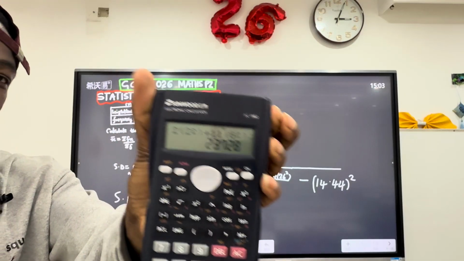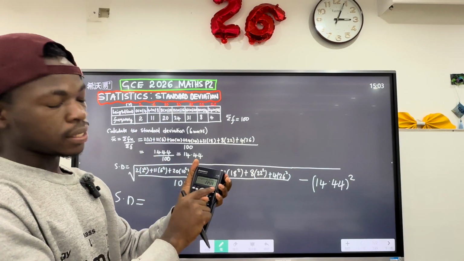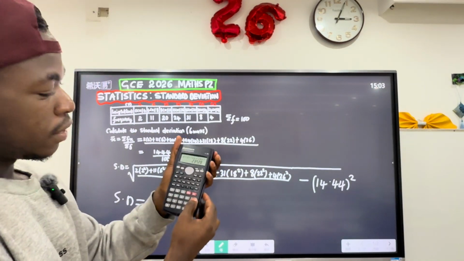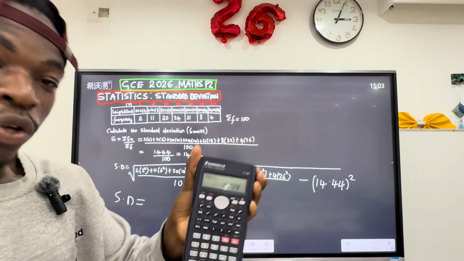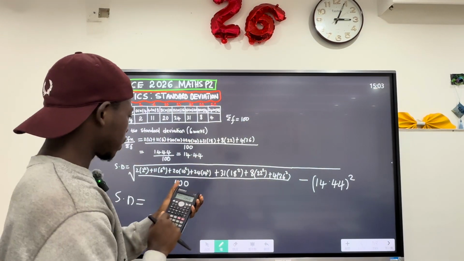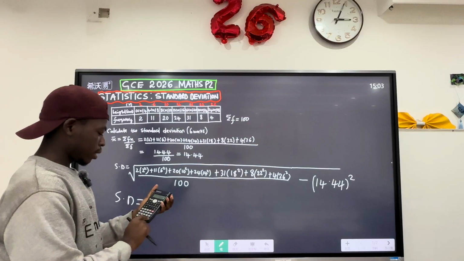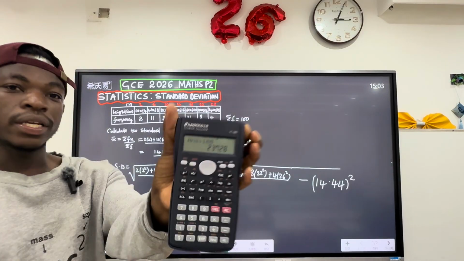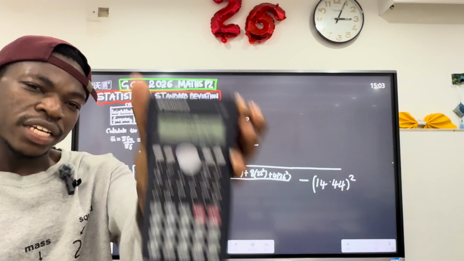Then I divide this value by 100. Do not erase this on your calculator. Just say divided by, so it knows that this is the answer. So it will just say answer divided by 100. So this is what we get. Then again, do not erase this.